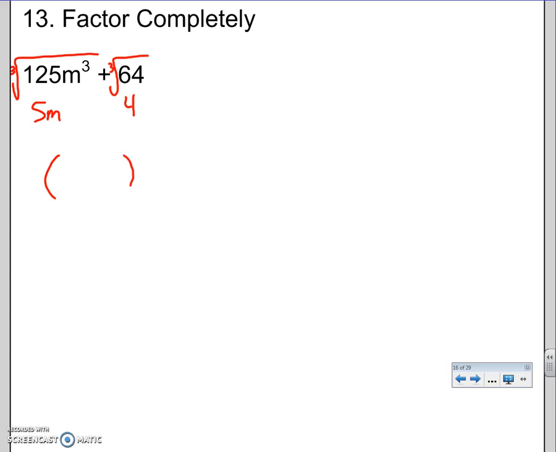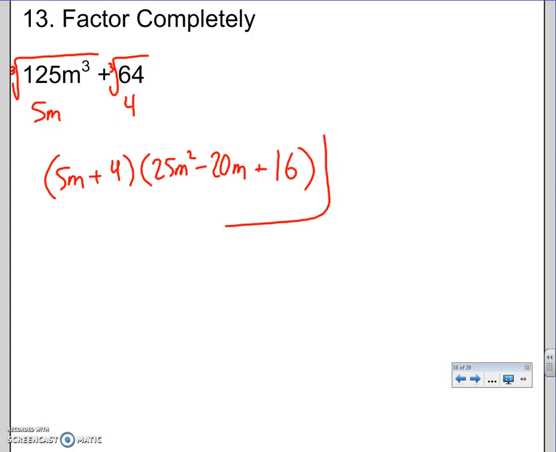Those 2 things we just found go in 2 parentheses. The first one has the 2 things we find, 5m and 4. The second one has, again, 3 terms. The first thing times itself, 5m times 5m is 25m squared. The middle one is the 2 things multiplying each other. 5m times 4 is 20m. The last term is the second thing times itself. 4 times 4 is 16. SOAP for the signs, same as the problem. Opposite of the problem, always positive.